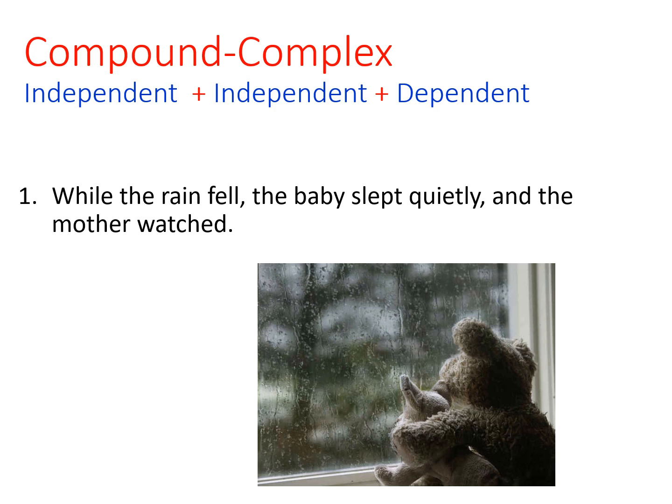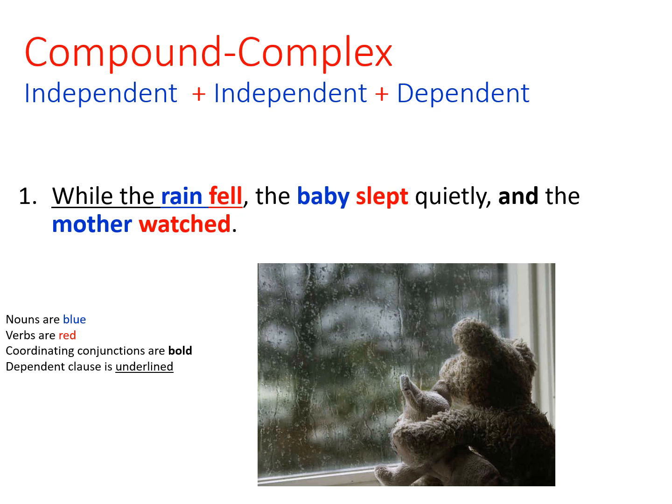Let's go ahead and look at this example here. Again, a compound complex sentence is an independent clause plus an independent clause plus a dependent clause and maybe more dependent clauses. So in this example, we have: while the rain fell, the baby slept quietly and the mother watched. So we want to look at the different parts. What are the different parts? Well, first we want to maybe look at the different subjects. We have rain, baby, mother. We have three different subjects there. We also have three different verbs. We have fell, slept, watched.